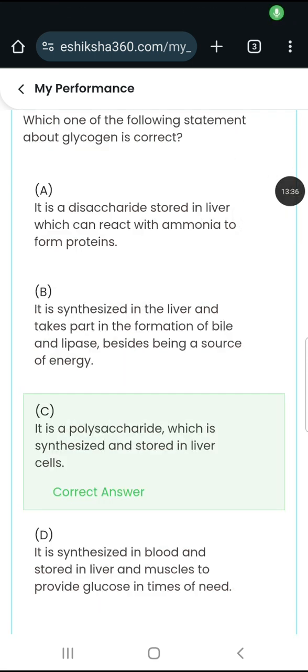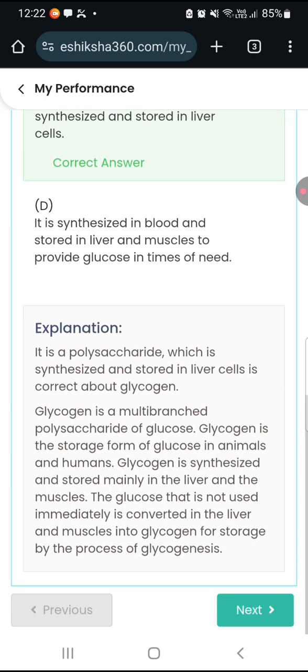Which of the following statements about glycogen is correct? Answer: it is a polysaccharide which is synthesized and stored in liver cells. Explanation: it is a polysaccharide which is synthesized and stored in liver cells is correct about glycogen.